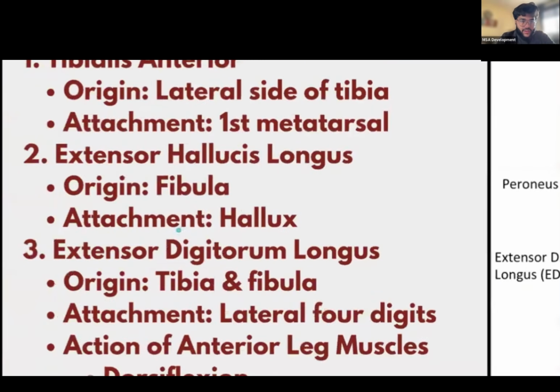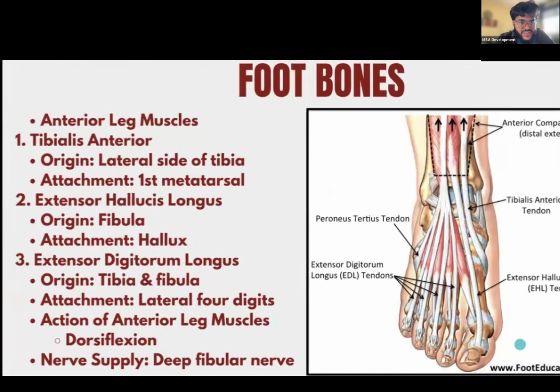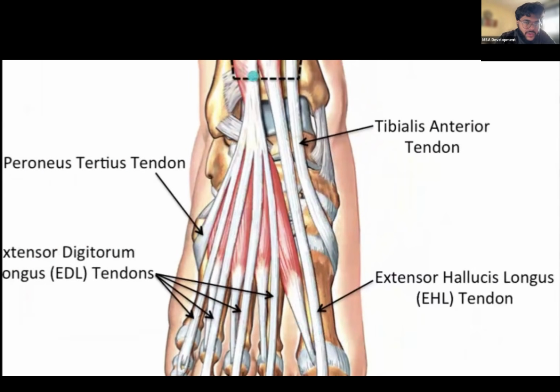Talking again about the muscles. I mentioned them again over here, just for completion's sake and to make it a little more clear. You can see over here you have your tibialis anterior, right here. You see this tendon, this is your tibialis anterior tendon. It comes from the lateral side of the tibia and inserts on the first metatarsal, so on the big toe.